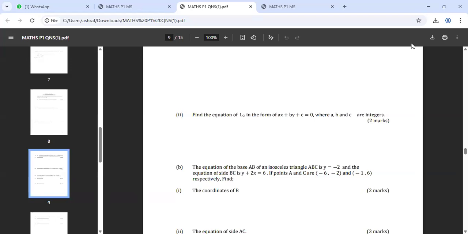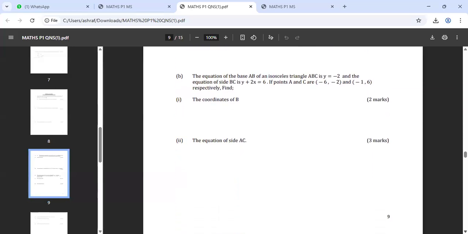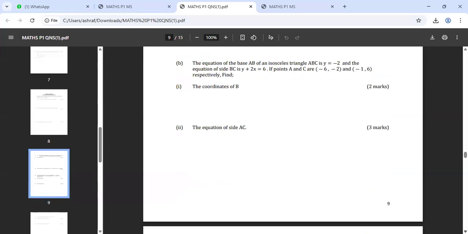Now, any other question? No question. So let's go to part B. Part B, the equation of the base of an isosceles triangle ABC is y equals negative 2. And the equation of side BC is y plus 2x equals 6. If points A and C are (-6, -2) and (-1, 6) respectively, find the coordinates of B.